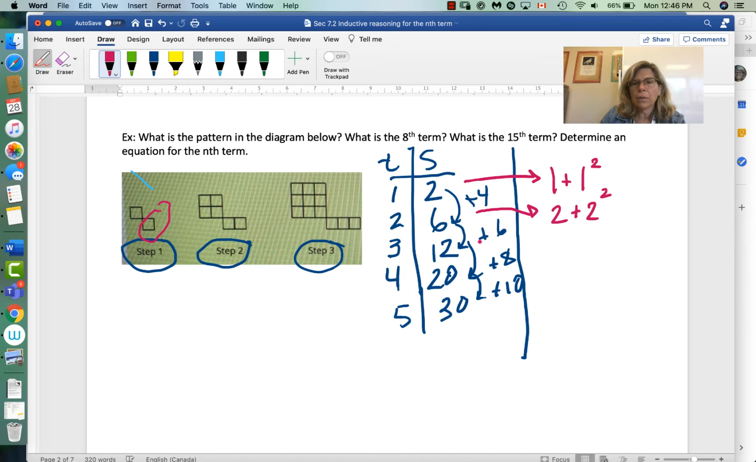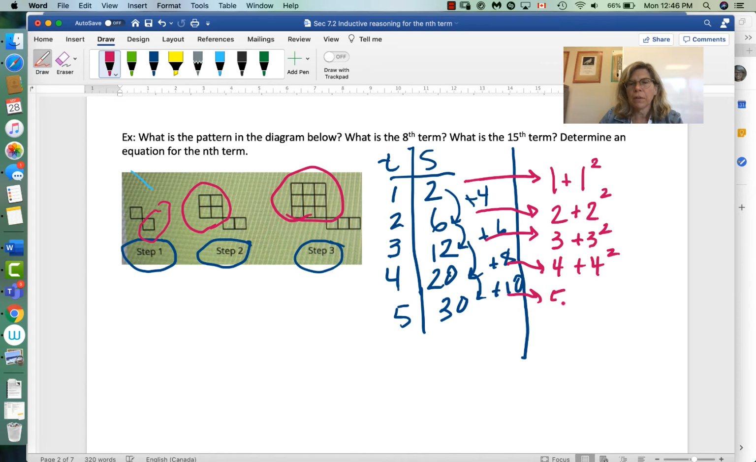And here 3, 12 gives you 3 plus 3 squared. And do you see how it's going here? So this is 2 squared, and this is 2, and this is 3 squared, and this is 3. So you're just adding on n to the formula, basically. So 20 is 4 plus 4 squared, and 25 is 5 plus 5 squared.